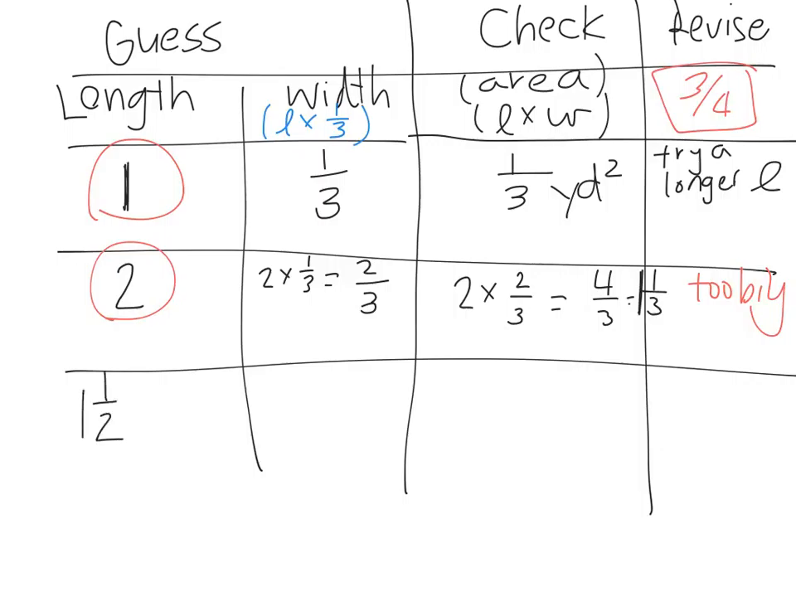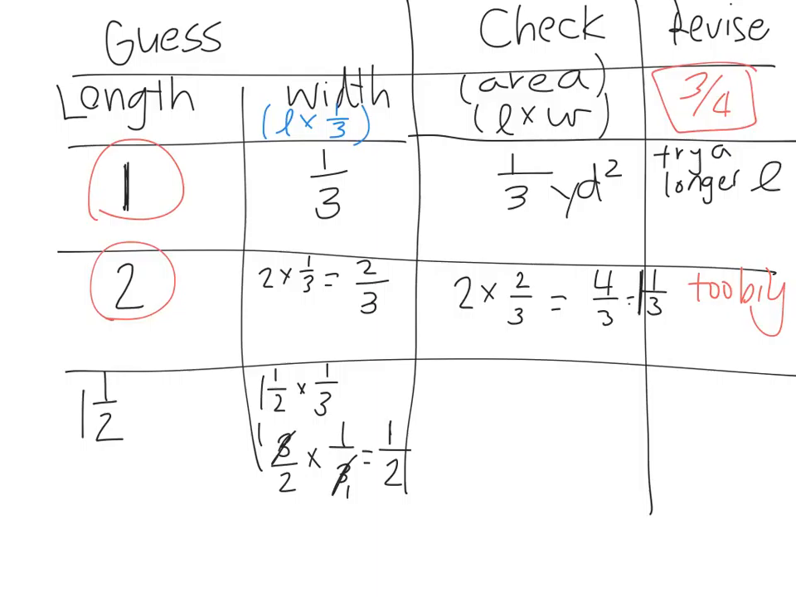If our length is 1.5, how can I find the width? Adriana? Well, you can do 1.5 times 1/3. Okay, let's do that. I would have to change 1.5 to an improper fraction or use distributive property. Let's change it into an improper fraction. 1 1/2 is how many halves? Times 1/3. I can do cross canceling here, right? So what would that equal? 1 times 1 is? And 2 times 1 is? Okay, so the width would be 1/2.